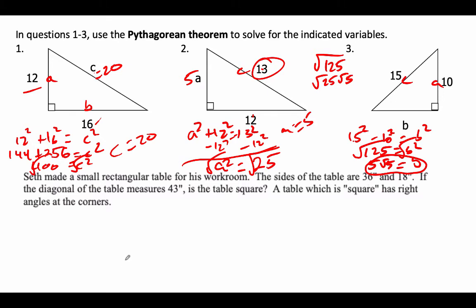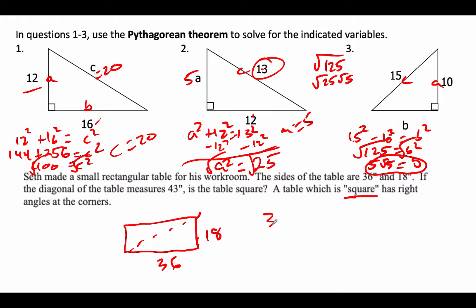Real world example. We could say Seth's making a table, and he's got a table that is measuring 36 by 18. He measures the diagonal, and he gets 43, and he wants to know, is that square? Now, that doesn't make it a rectangle, obviously. Square means that we have right angles, okay? Square means we have right angles.